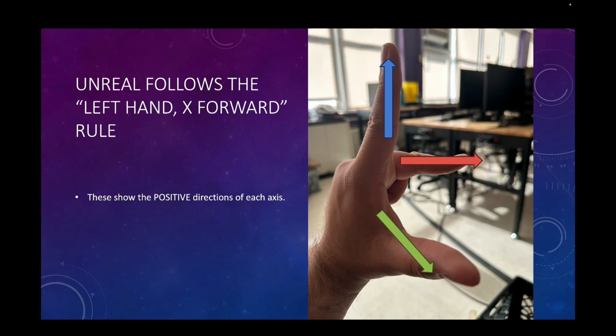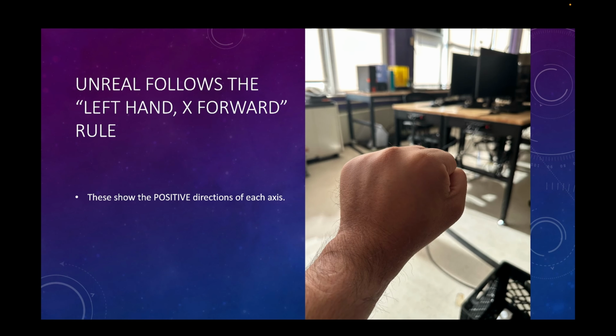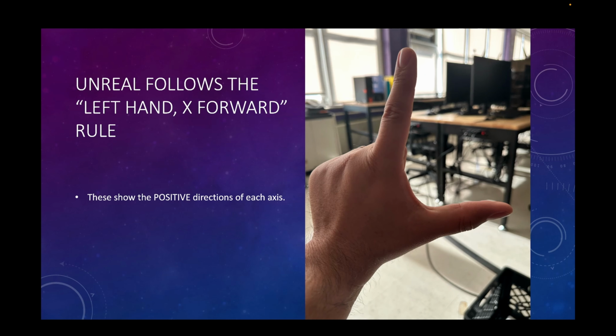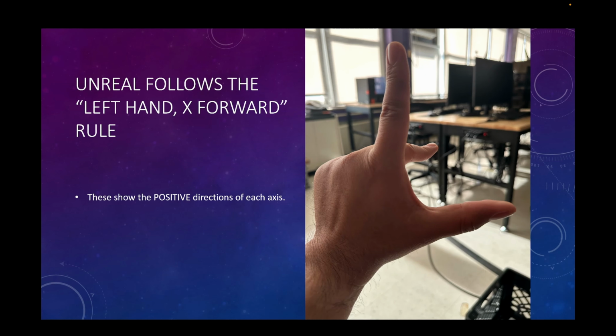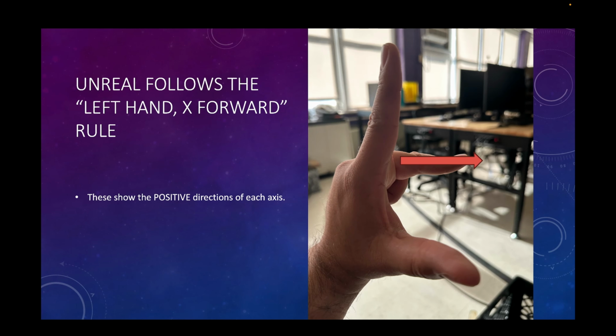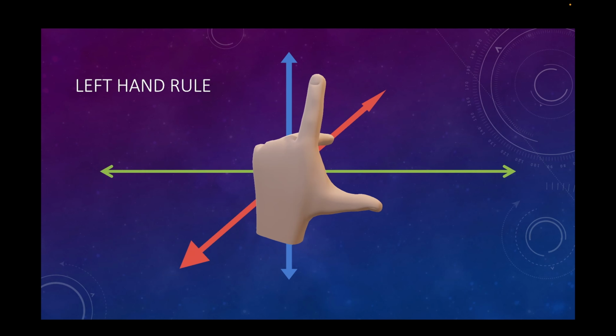This shows the positive directions of each axis. So here we have my hand, and I'm forming it into this pattern where my thumb's out to the side, my pointer finger is pointing up, and my middle finger is pointing forward, on specifically the left hand. Right, so closed fist, thumb out the side, finger up, then finger forward. All right, so positive X is that way, positive Y is where the thumb is, and then positive Z is pointing up.